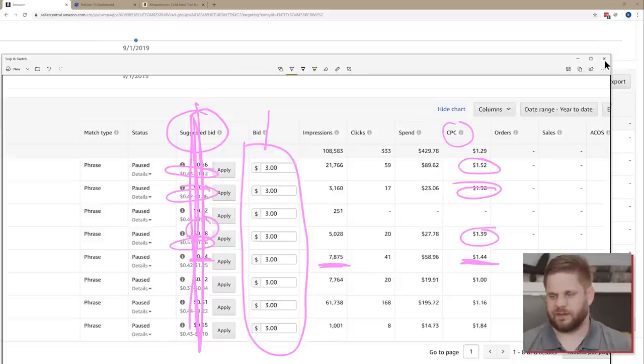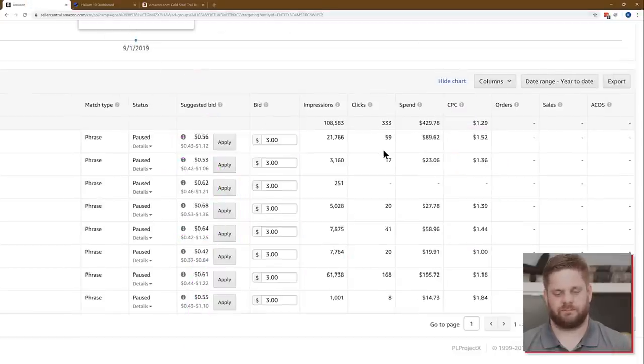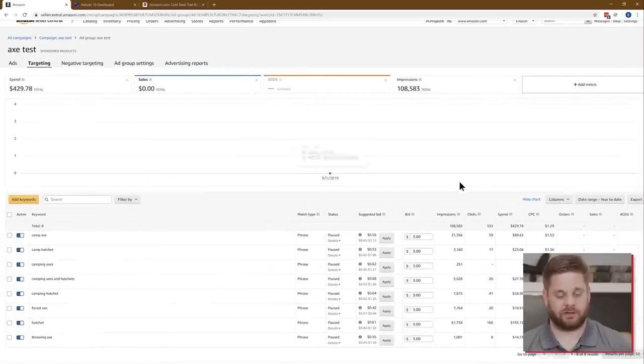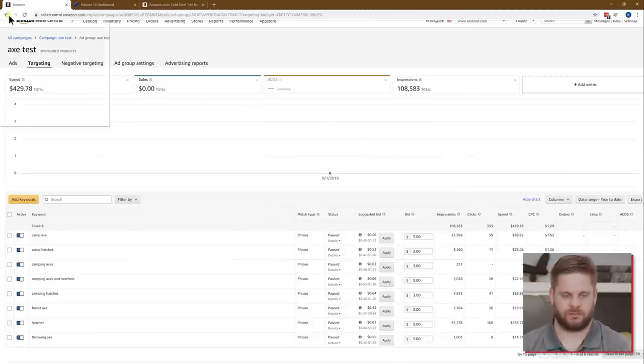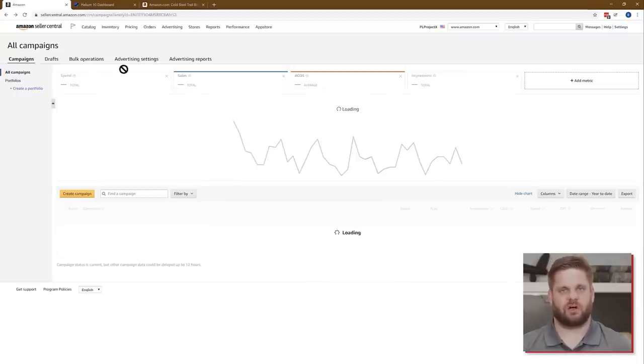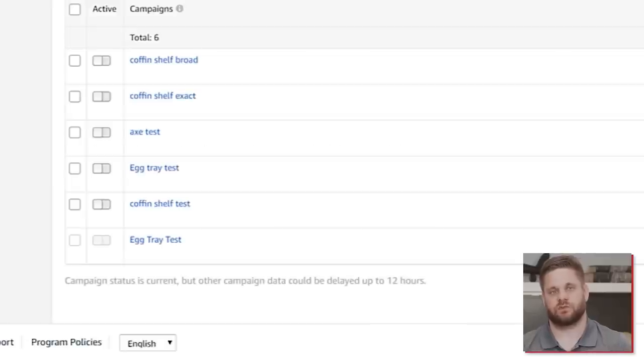So one thing that I want to note is the Camp Axes had a whole lot of search volume compared to some of our other products, right? So let's back out and look at some of those other products and we'll make some notes. What we have found to be true is that Amazon, on a lower search volume item, will start to lump some keywords together, okay?